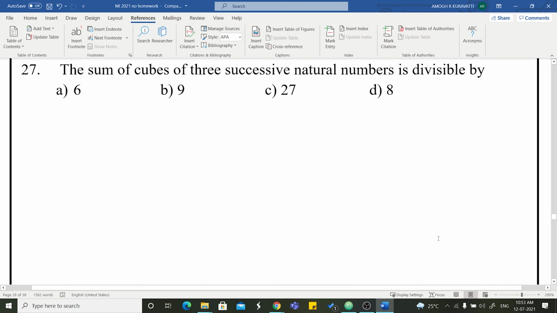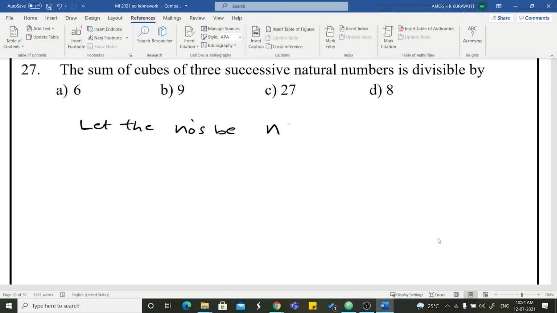Yes, simple question. The sum of cubes of 3 successive natural numbers is divisible by which number? What are natural numbers? Counting numbers 1, 2, 3, 4, 5, 6 and so on. In general, take the sum of 3 successive natural numbers. Let the numbers be n, the next number n plus 1, the next number n plus 2.